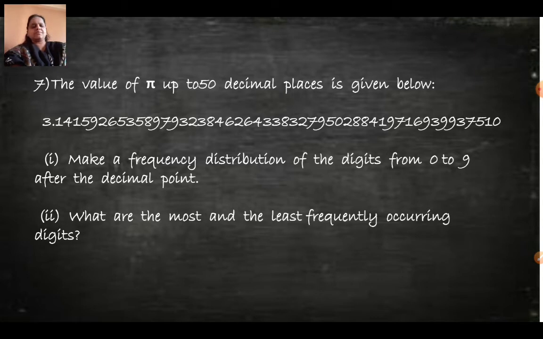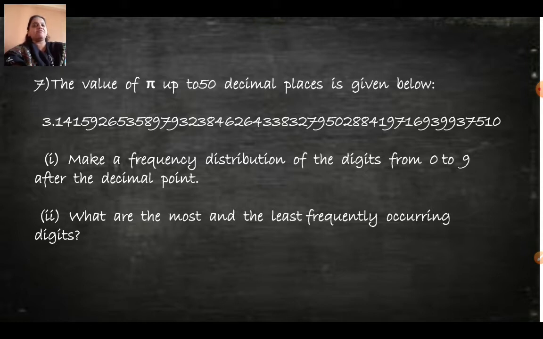Question number 7. The value of pi up to 50 decimal places is given below. You can see such a big decimal number, 3.14159265358 and so on. Correct? So the first question is what? Make a frequency distribution table of digits from 0 to 9 after the decimal point. What are the most and the least frequently occurring digits?